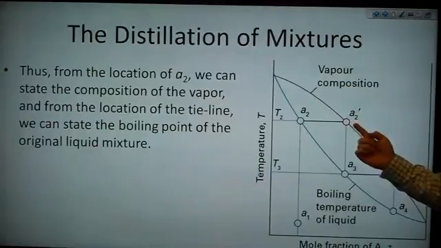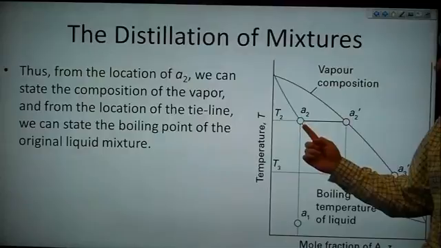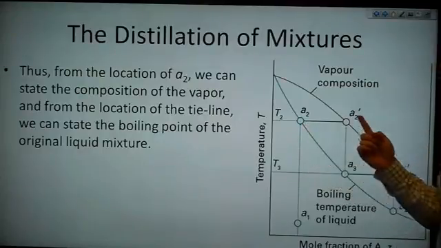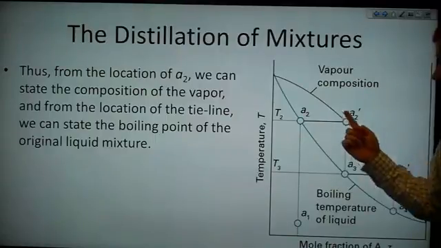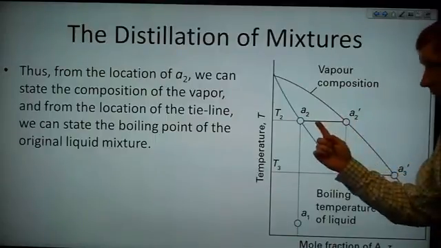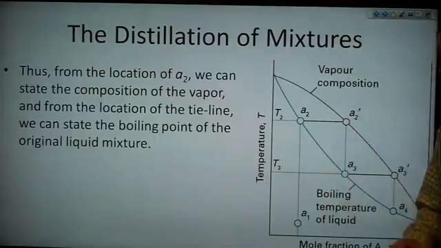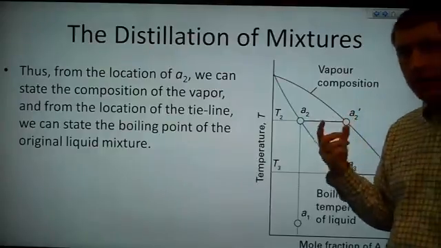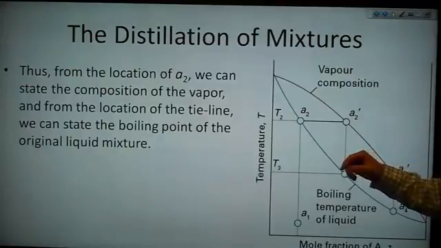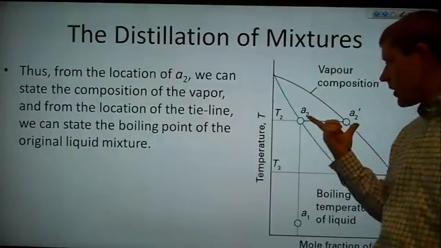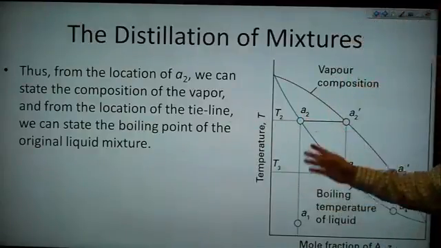Now that means that given the location of point A2, we can say what the vapor composition, A2 prime, is using the location of this tie line. Again, this is a horizontal line at the same temperature. A2 and A2 prime are at the same temperature because the vapor and liquid exist at the same temperature. And then we also know the boiling point of our original liquid mixture.